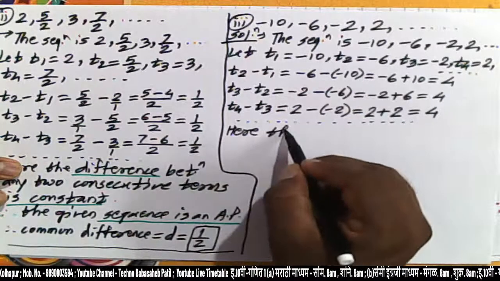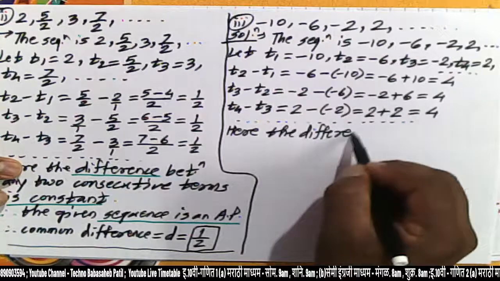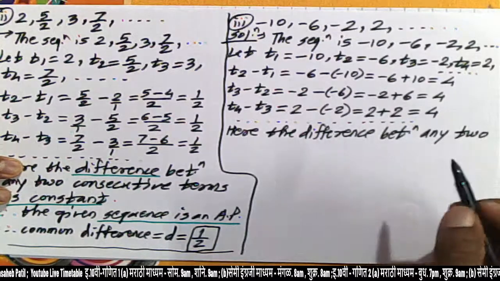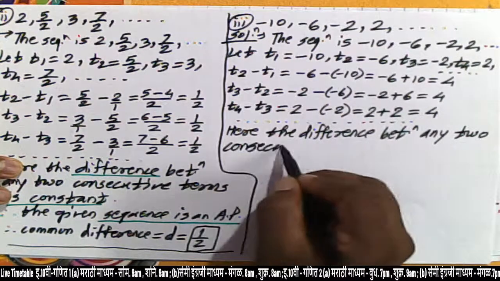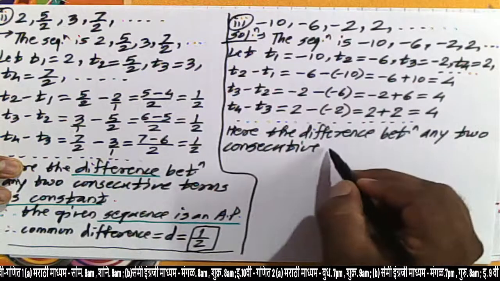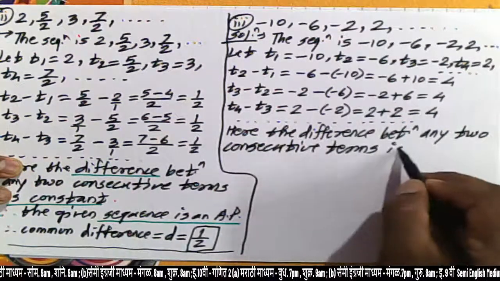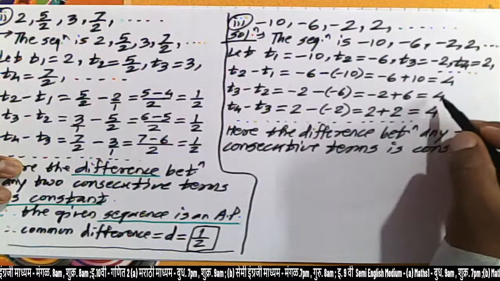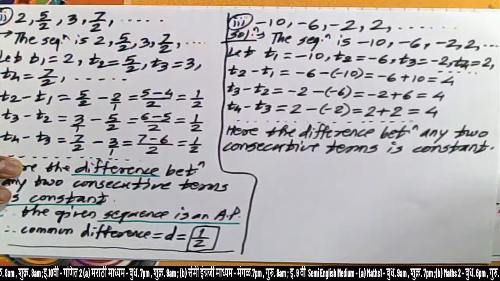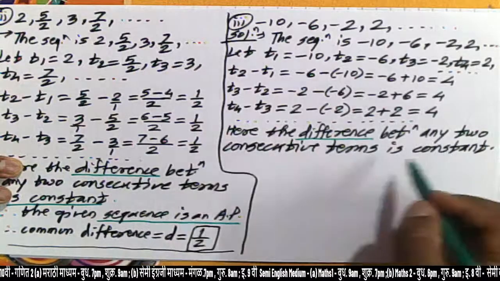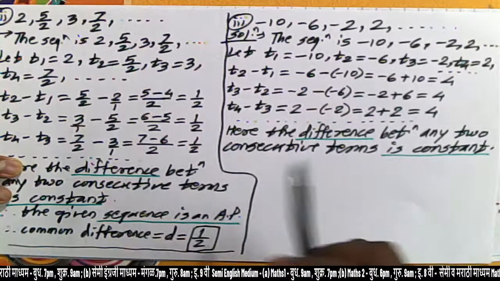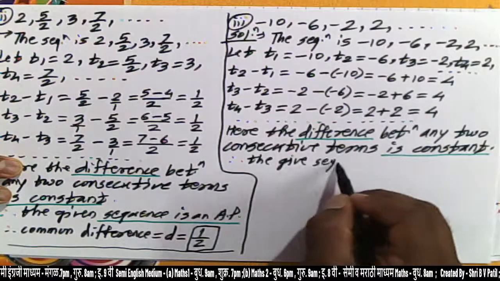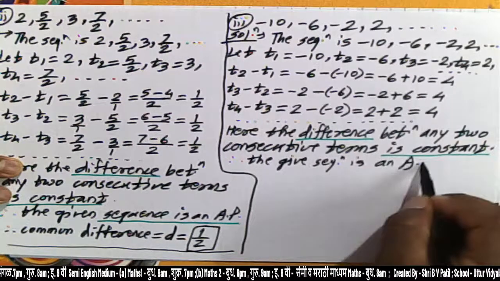Here the difference between any two terms is similar. The difference is 4, 4, 4, constant. The difference is constant and therefore we can say that the given sequence is an AP.